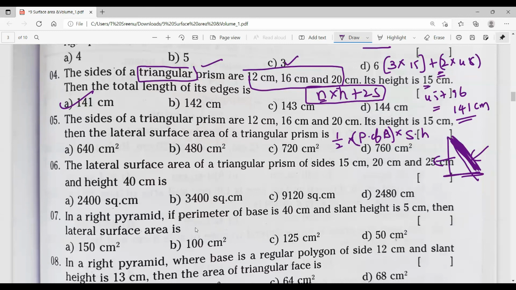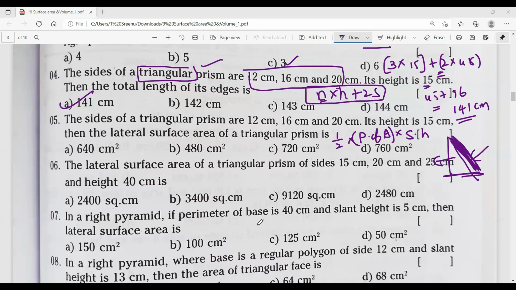Sir, here only height 40 centimeters is given, sir. Then what is the slant height, sir? Here only height 40 centimeters is given, no, sir. Then how can we get slant height, sir?